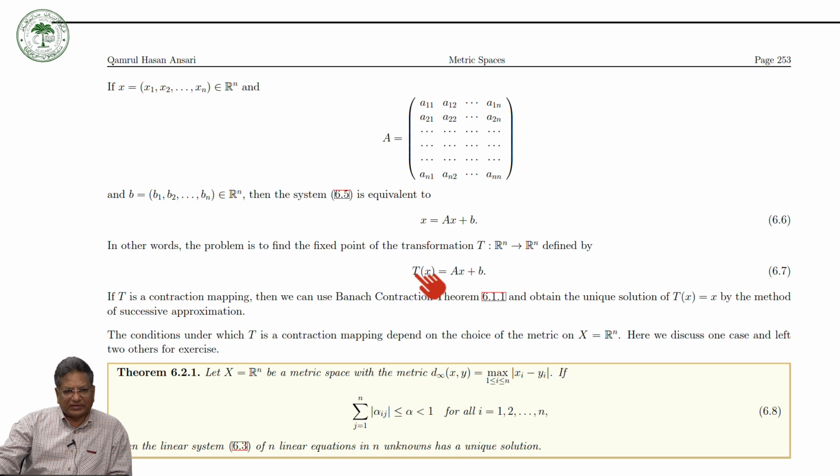So if T has a fixed point, then this would have a solution, or if T has a unique fixed point, then this would have a unique solution. It means that the system of n linear equations would have a unique solution. So everything depends on proving whether this map, this transformation, is a contraction map or not. And whether this map T is a contraction or not depends on the choice of the metric defined on Rn.